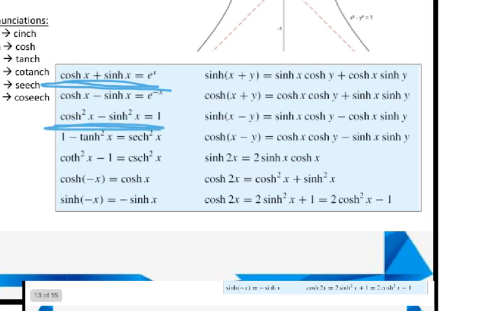We also, this one right here is different. In regular trig, cosine squared plus sine squared is 1, but look at this as the subtraction. It's cosh squared minus sinh squared is 1. So that's a little different. Again, you don't have to memorize the ones that are different. I'm going to give you those.